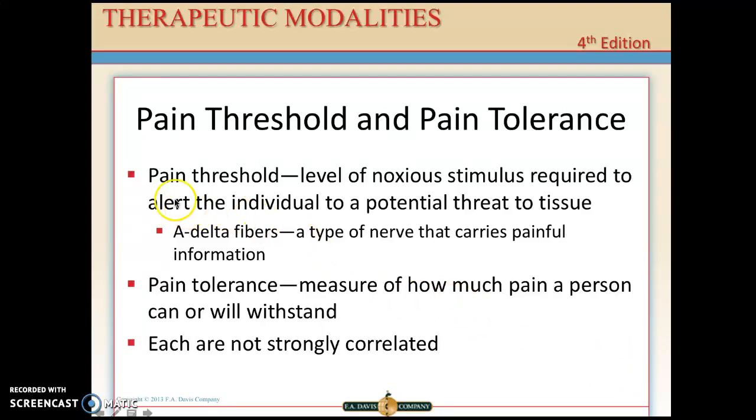Where the pain threshold is primarily involving the A delta fibers being stimulated, pain tolerance is thought to be more highly correlated with how your C fibers are functioning. When a bunch of neurons that are type C are stimulated, the more of those that are stimulated, the less pain tolerance a person is going to have. It's going to make it a really obnoxious kind of pain. So pain tolerance is associated with those C fibers, and the A delta is again associated with pain threshold. Pain threshold and pain tolerance are two different things, and they're not closely related. They're not strongly correlated at all.